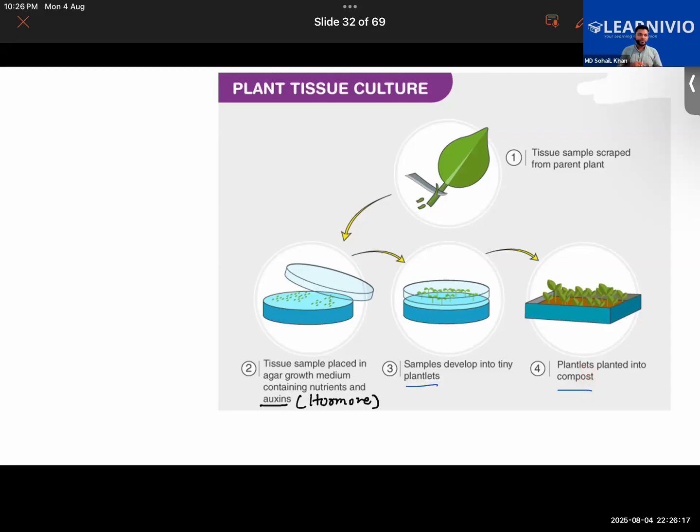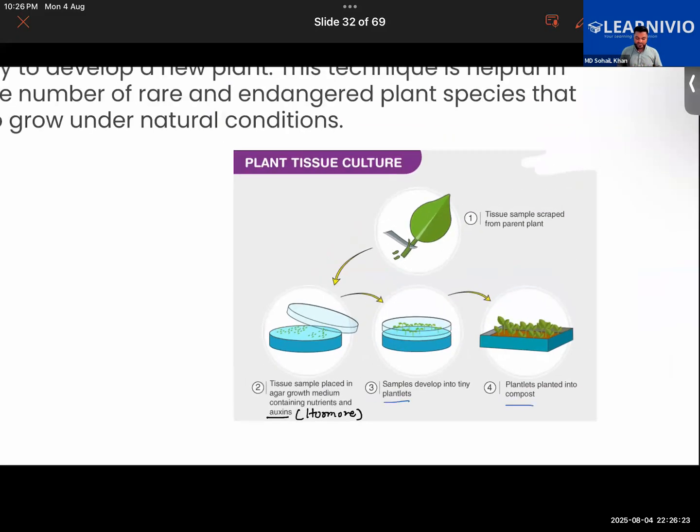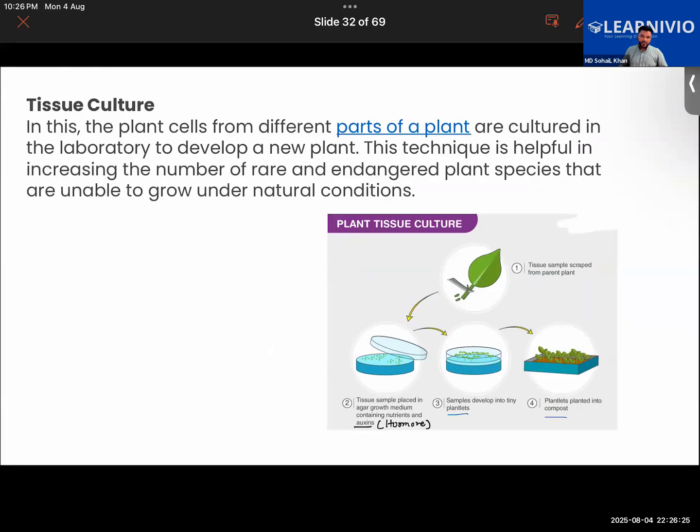Once they have grown to a suitable size, we can grow them in pots or in the main land, in the field. So this technique is particularly helpful in increasing the number of rare and endangered plant species that are unable to grow under natural conditions because the natural habitat is damaged.